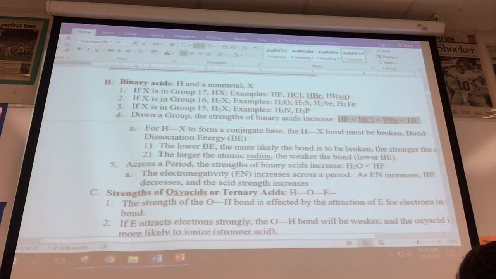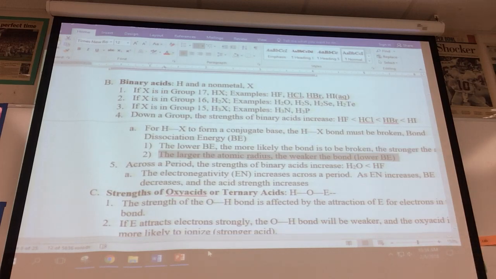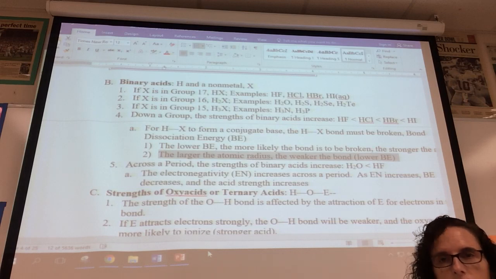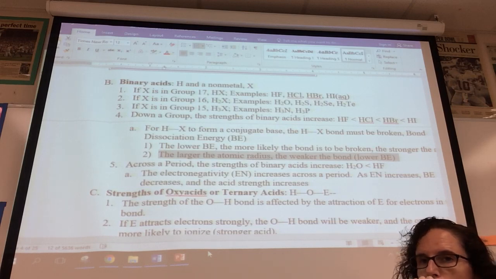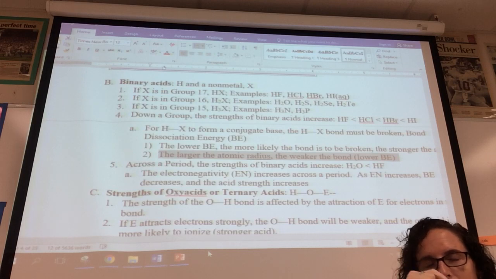And what you find is the larger the radius, the weaker the bond, the lower the bond energy, and as a result, the stronger the acid. And that is based on radius as we described. So hydroiodic acid is the strongest acid of the four that you're looking at: hydrofluoric, hydrochloric, hydrobromic, and hydroiodic. Hydrofluoric is actually weak. The H and F are so tightly packed together that it doesn't readily ionize.